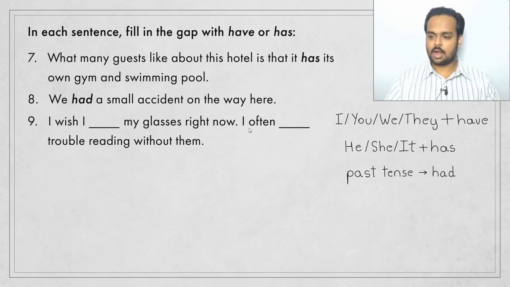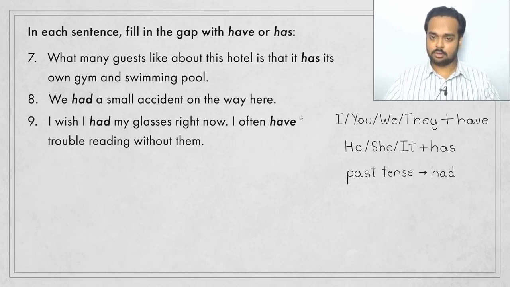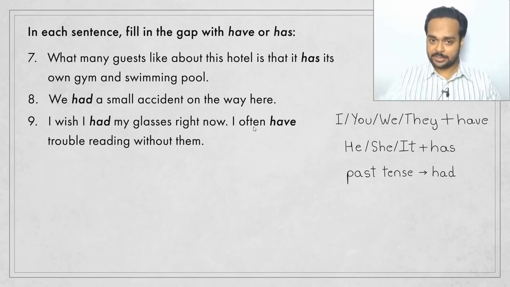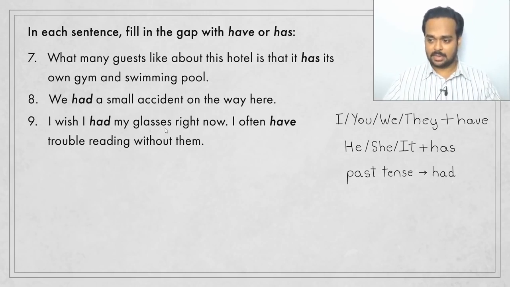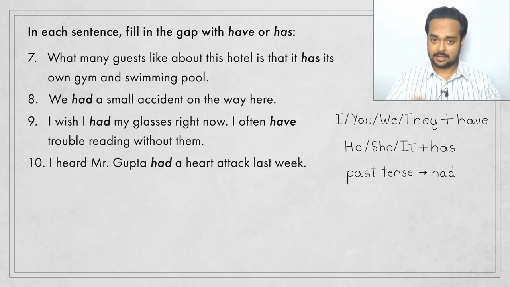What about here? I often have, has, or had. Well, here's the answer. I often have trouble reading without them because the adverb often shows you that we're talking about something that happens on a regular basis. So we need a present tense verb. I wish I had my glasses right now. I often have trouble reading without them. All right, number 10. I heard Mr. Gupta had a heart attack last week. I heard Mr. Gupta had a heart attack last week because we're talking about the past.